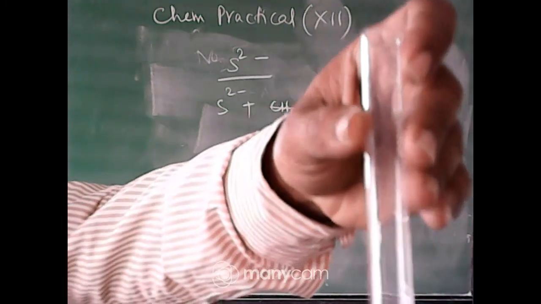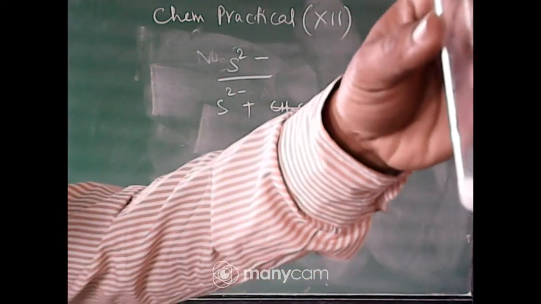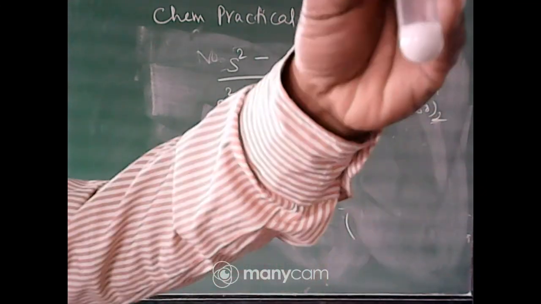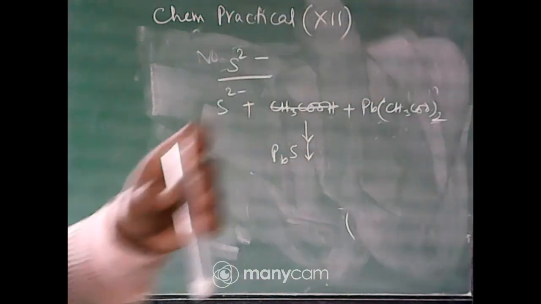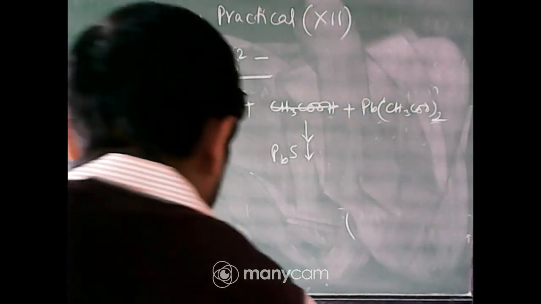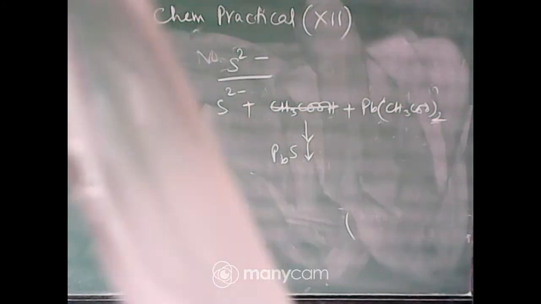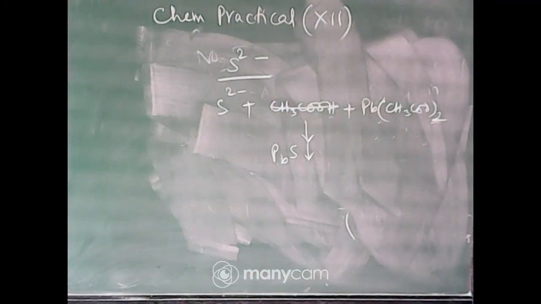You can see that a white PPT comes. Here I have added acetic acid to the sulfide, so you can see the white PPT. Now, in this we will add lead acetate. So here there is only acetic acid and sulfide, and next we add lead acetate to this.